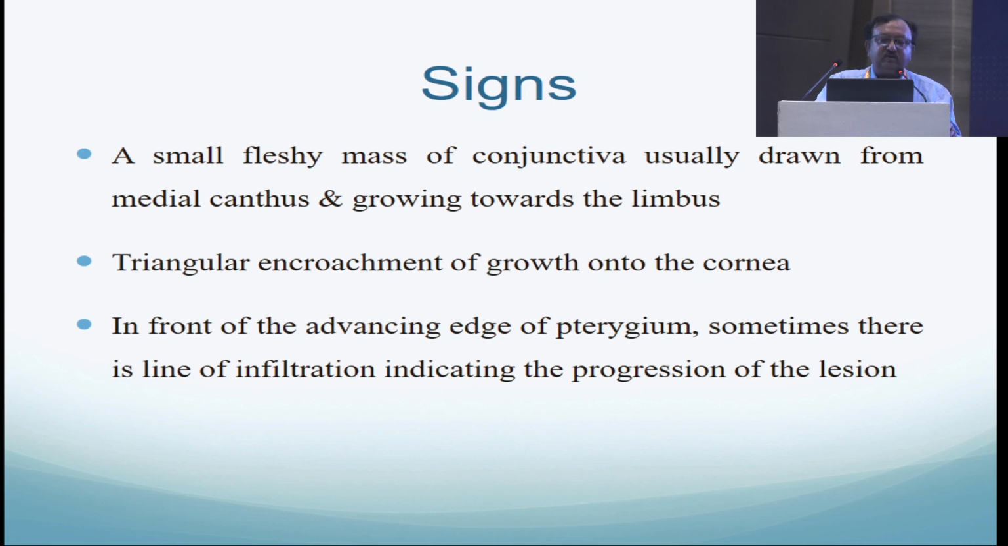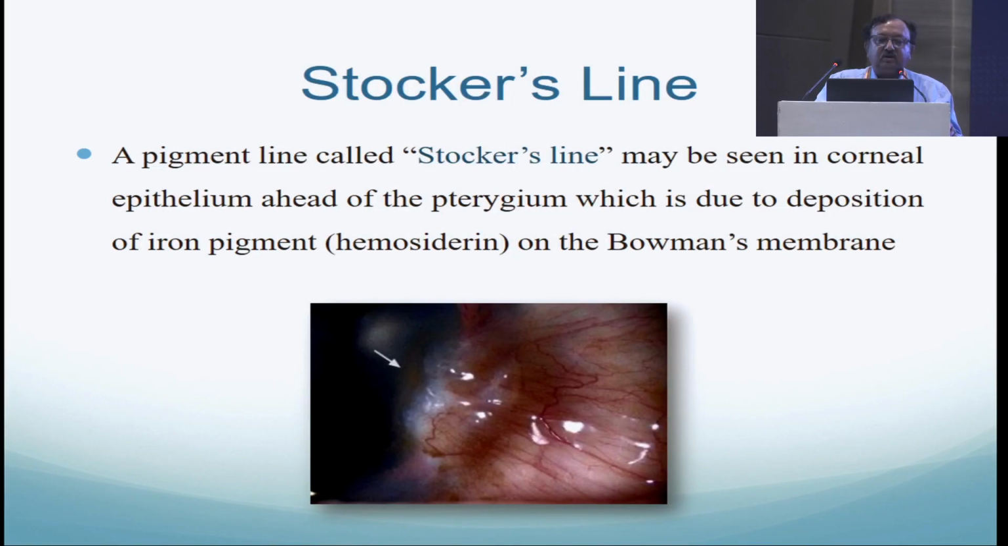When a pterygium is examined, a small fleshy mass of conjunctiva is usually drawn from the medial canthus and grows towards the limbus. It is a triangular encroachment of growth on the cornea. In front of the advancing edge of pterygium, sometimes there is a line of infiltration indicating the progression of the lesion. A pigment line called Stocker's line may be seen in the corneal epithelium ahead of pterygium, which is due to deposition of iron pigment on the Bowman's membrane.